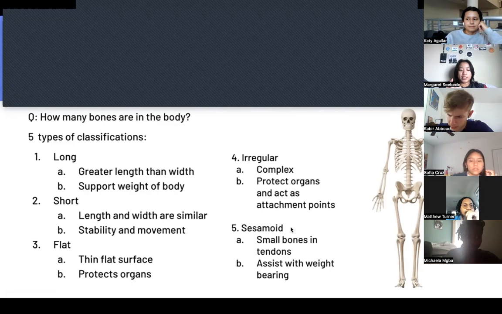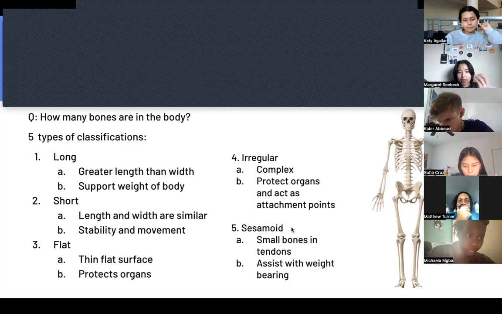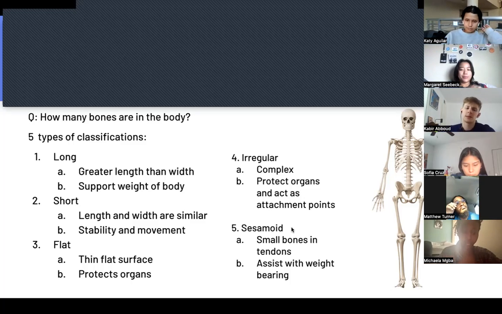So what I did is include descriptions of the 5 classifications, and also their main functions. Short bones have length and width that are similar, so kind of a cube shape. We can think about our carpals, and that helps with stability and movement. Flat bones are thin, flat surfaces. They protect the organs. The one I like to think about are the ribs, the standard flat bone we all think about. They protect the heart and the lungs, super nice and simple.